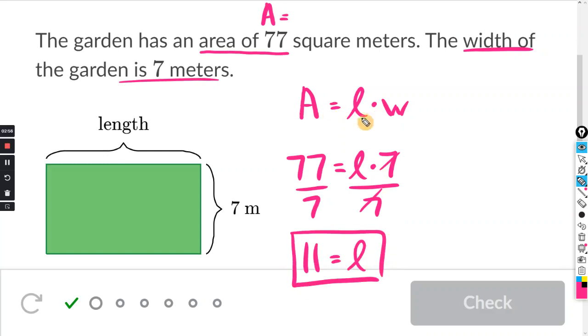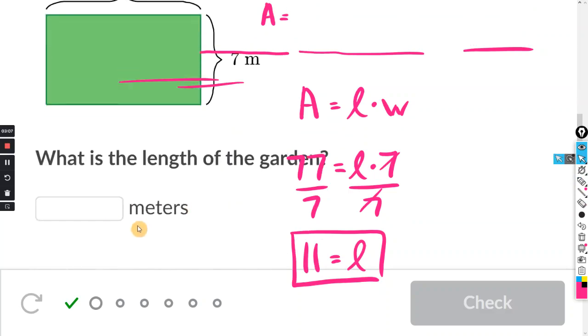Again, I didn't write units. You want to make sure they match, square meters and meters, so units match. So these will also be in meters. And that's already written, so just click in the box and type 11.